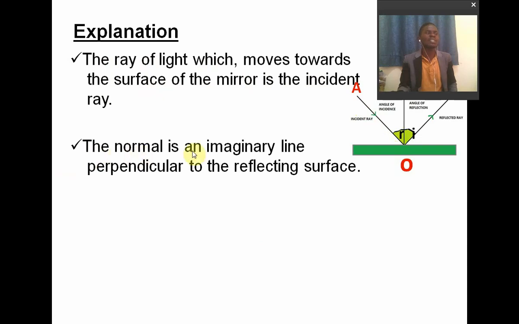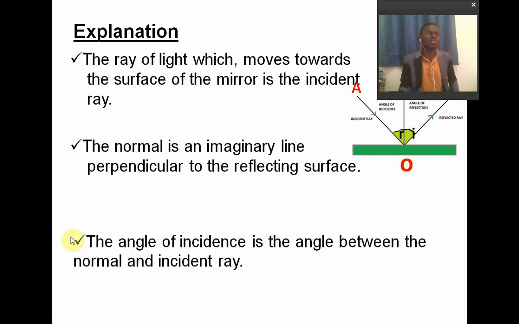Then we are saying that the normal is an imaginary line perpendicular to the reflecting surface. The normal ray is always drawn with dotted lines, meaning that it is just an imaginary line. It is perpendicular to the reflecting surface, meaning that it forms an angle of 90 degrees to the reflecting surface.